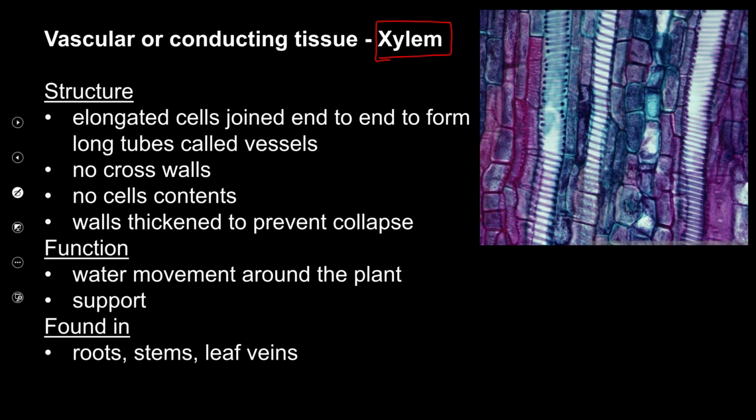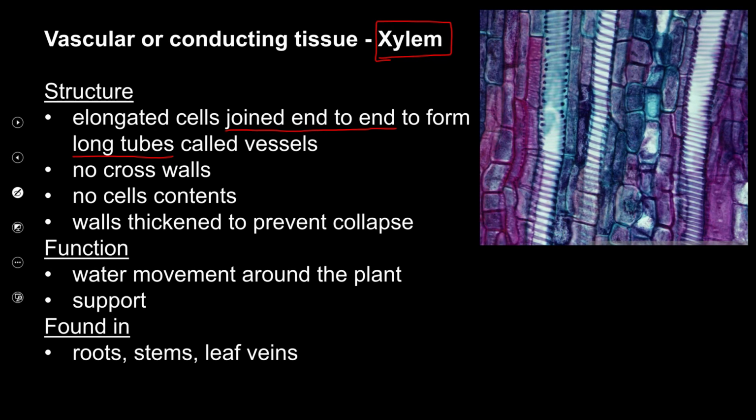Now, you can think of xylem as straws joined end to end. And they form very, very long tubes. It's a bit like you joining 4 or 5 straws together and drinking cool drink out of a glass that is on the floor.